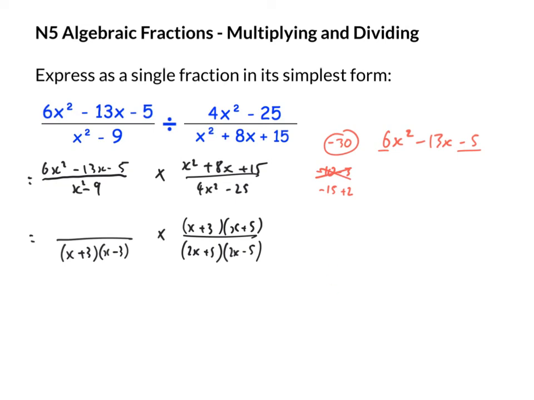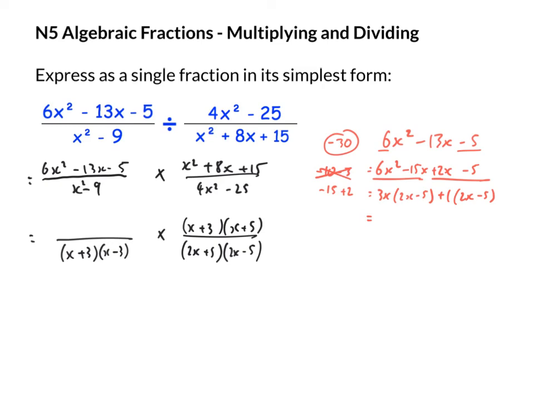So my 6x squared doesn't change, my minus 5 doesn't change, and I split that negative 13x into negative 15x plus 2x. I factorise the first pair. They've got a common factor of 3x, which leaves 2x minus 5. There's no common factor in the second pair, so I'm just going to take out a 1, and it's 1 times 2x minus 5.